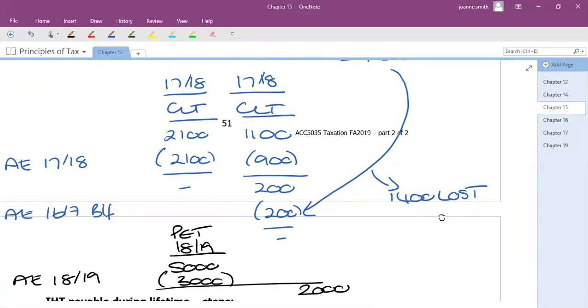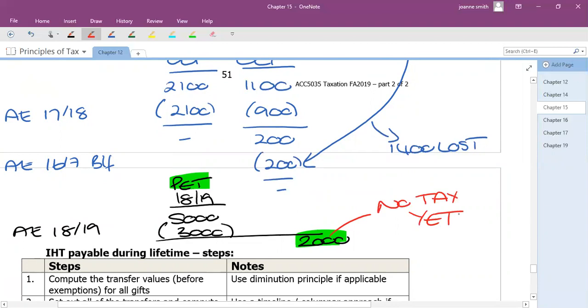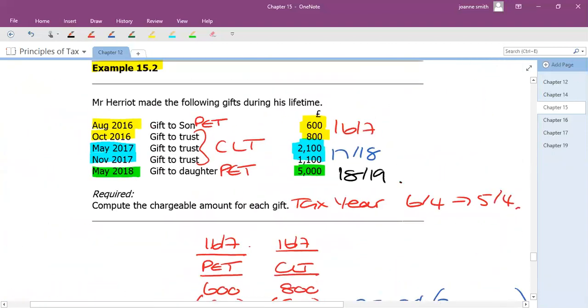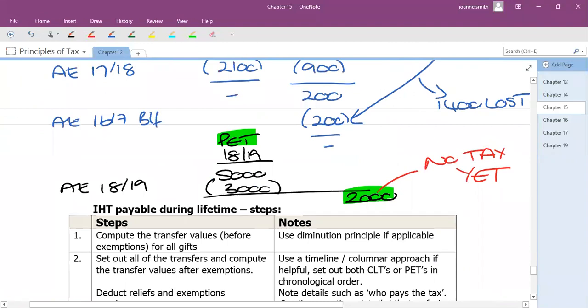Now, all of these come to 0 eventually, as we can see with the annual exemption. This is the only one that's got a positive figure at the end, but it is a pet. So no tax yet because it's potentially exempt. That 2,000 will only become taxable if the person doesn't survive 7 years. And when we say 7 years, it's from that date there. So if they live beyond 7 years from May 18, then that 2,000 won't get taxed. But if they don't survive, then that will be taxed at the death rate of 40% if their estate exceeds that 325,000.